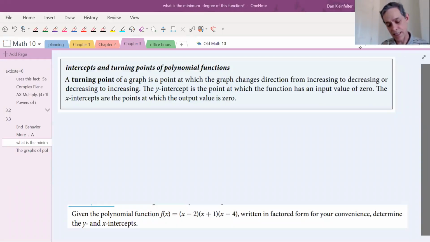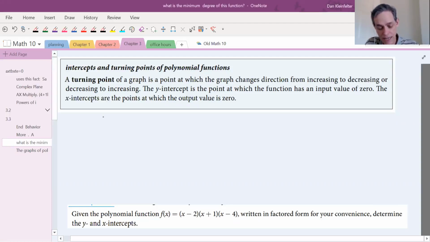All right, so let's continue with section 3.3. We just got done talking about end behavior. And so what we're going to do now is continue talking about some of the qualitative aspects of graphs, like their turning points and intercepts. So a turning point of a graph is a point at which the graph changes direction from increasing to decreasing or from decreasing to increasing. An easy example of that is going to be if you think about a parabola.